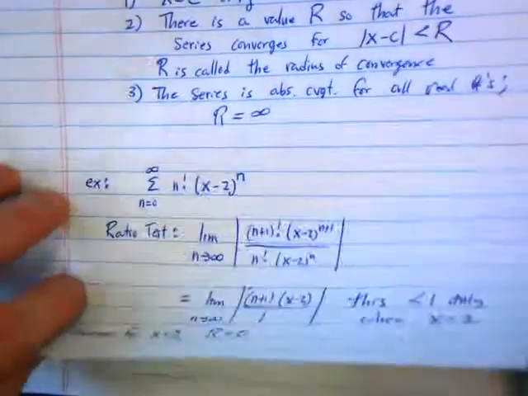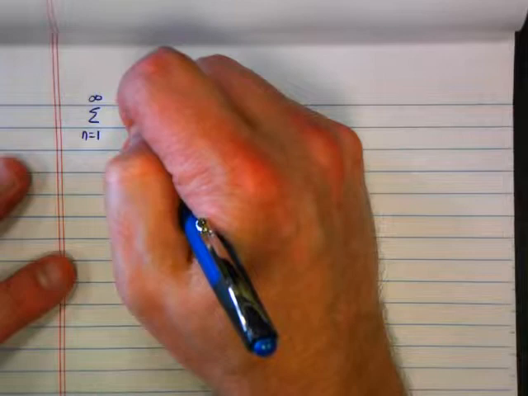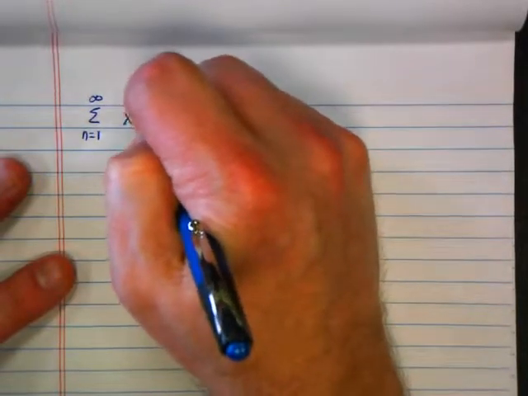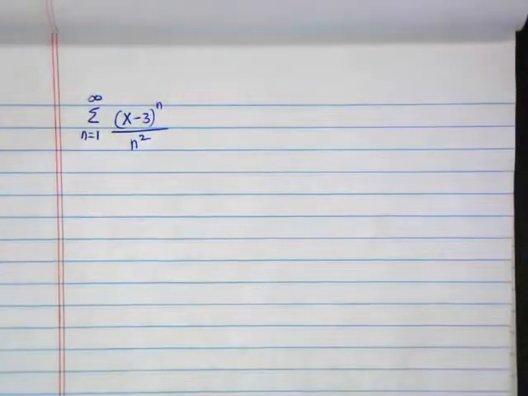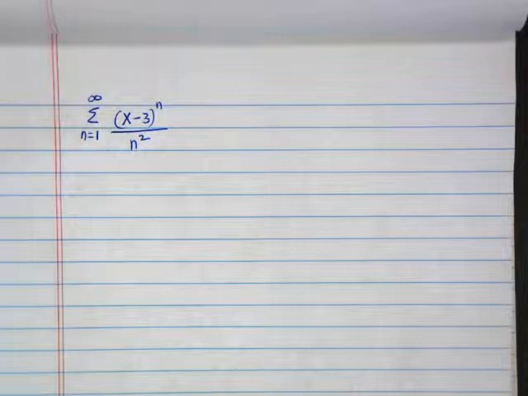All right, let's try another one. How about the sum from n equals 1 to infinity of x minus 3 to the n over n squared. So I better start that one at 1. I can't start it at 0 because I'd be dividing by 0, and that would be bad. Once again, I want to find the radius of convergence, and after we find the radius of convergence, we'll talk about the interval of convergence. How do I determine the radius of convergence?